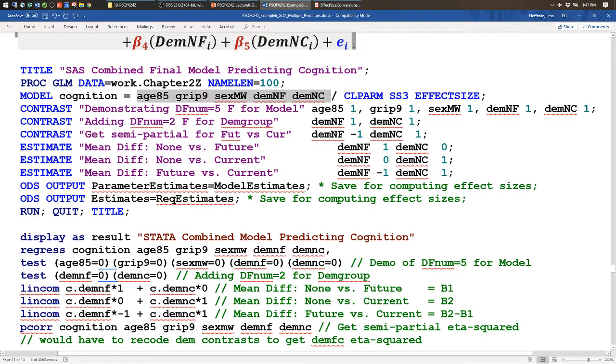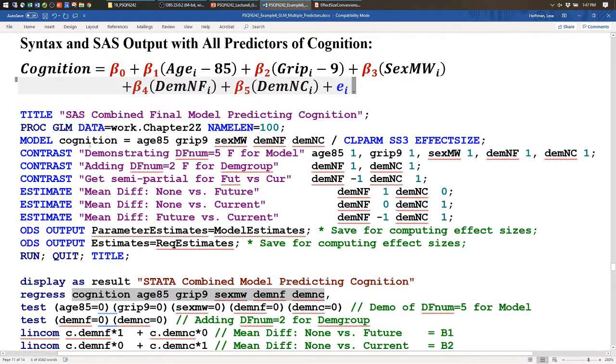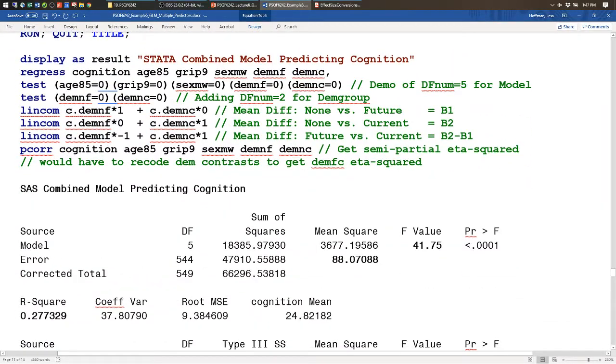I'm asking for a bunch of extra stuff here, which is something that I don't think you've seen yet, so we'll have to talk about that next time, as well as adjusted mean differences for the dementia groups. And Stata code looks very much the same. I had a question once about this. So in SAS, it's like model y equals the x's. It follows the structure of the equation. Whereas in Stata, you just have to know that the first thing listed is the y and everything that follows is x.